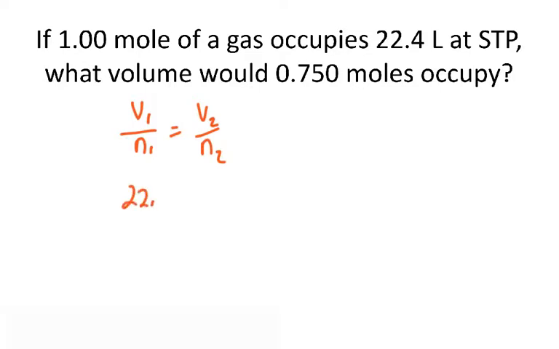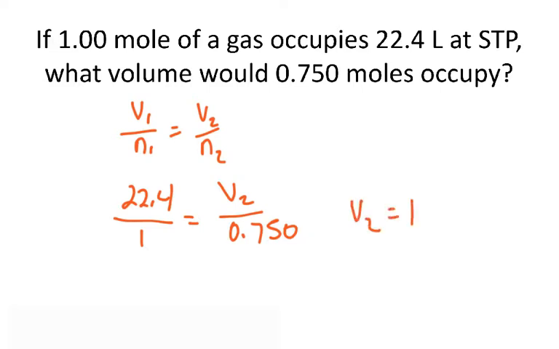So 22.4 over 1 is equal to V2 over 0.750. And so we just multiply 22.4 times 0.75. And we get a V2 equal to 16.8 liters.